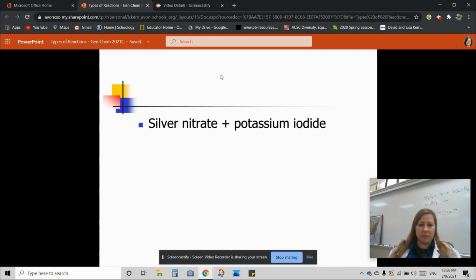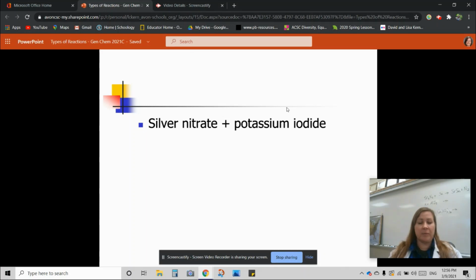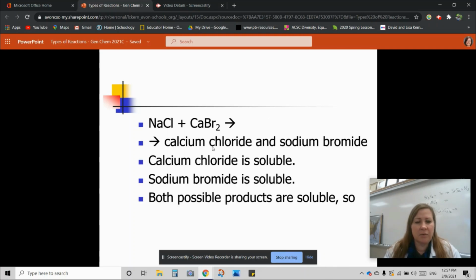So here's another example, silver nitrate and potassium iodide. We don't even really have to write out the formulas here to do the problem. So the silver would bond with the iodide. So silver iodide and potassium nitrate are the two that we need to check. Is silver iodide or potassium nitrate soluble? So we come back to our solubility rules.